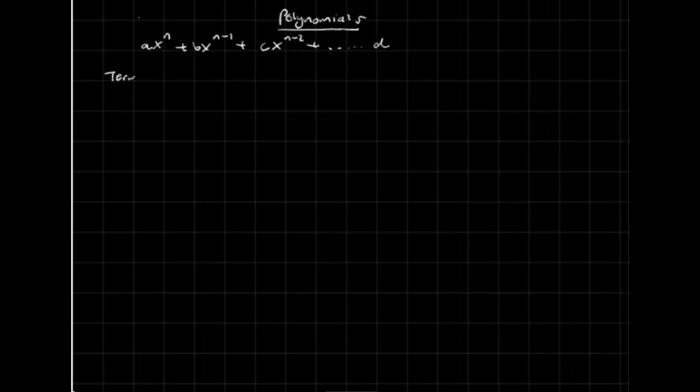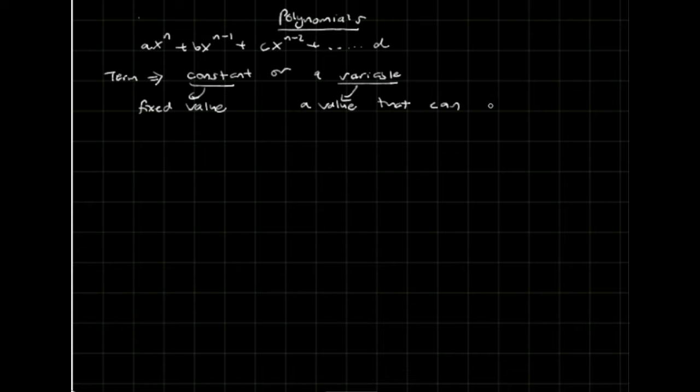Okay, so what is a term? A term is basically a constant or a variable. Okay, and a constant is a fixed value, and a variable is a value that can change. Okay, so a variable is a value that can change, and we can express variables using letters, right? So we can use letters like x or y or a or b, anything, right? And this tells us that these variables, these values can change.